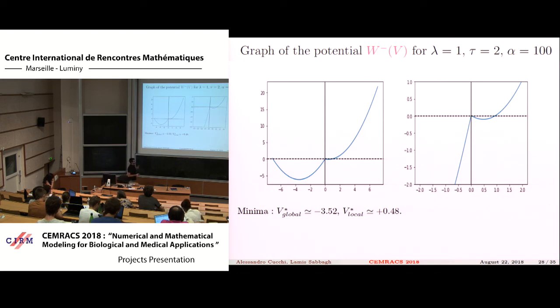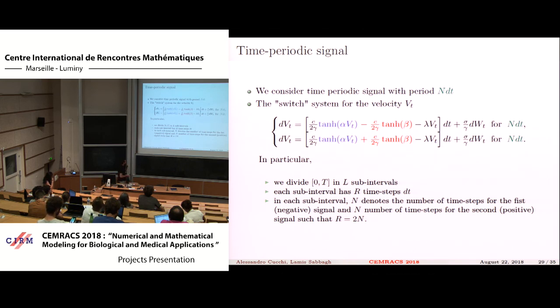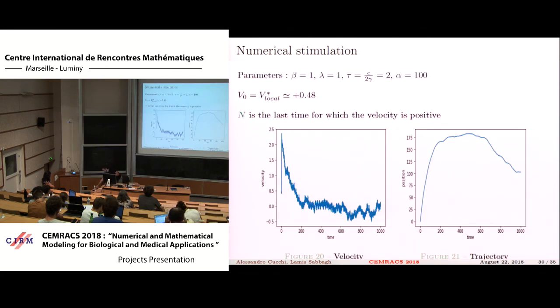So we conclude that for this kind of model, we are not able to find a way to control the cell in order to escape from the signal if the signal is strong. So we think about another type of tool, which is a time periodic signal. It means that we define the period of the signal, n times dt, and we have a switched system of the stochastic velocity. For the first n times dt, we have a negative signal, and then we change to a positive signal. So how can we adapt this idea to the previous case? Actually, the idea is the following.